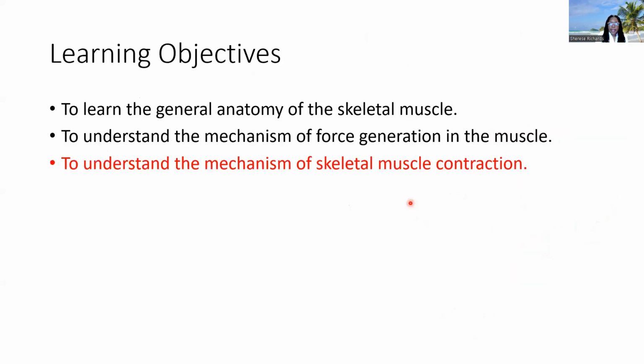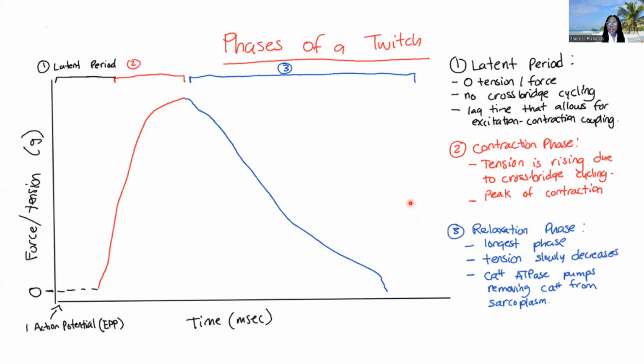Okay. The last thing I want to review here is the phases of the twitch and then the forces, the types of contraction and the factors affecting force generation. So definitely review the phases of the twitch, the latent period, which is the cross bridge, the warming up.